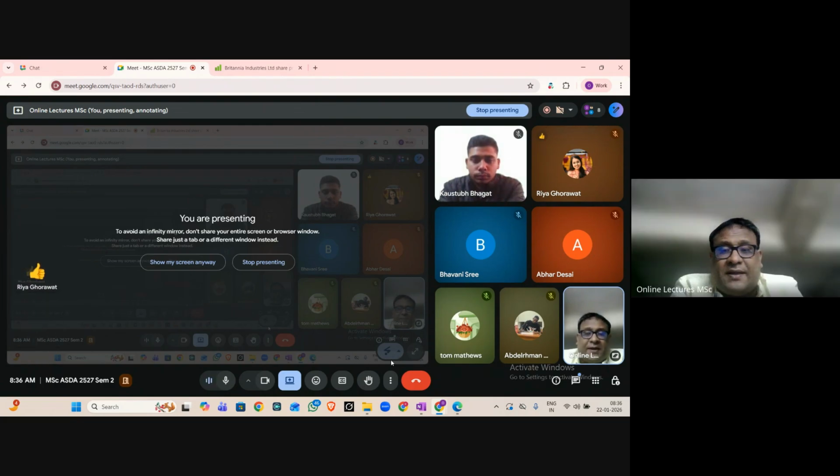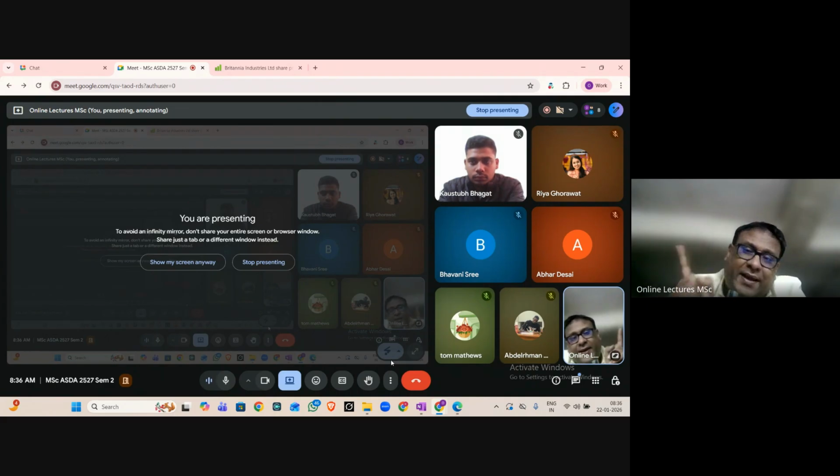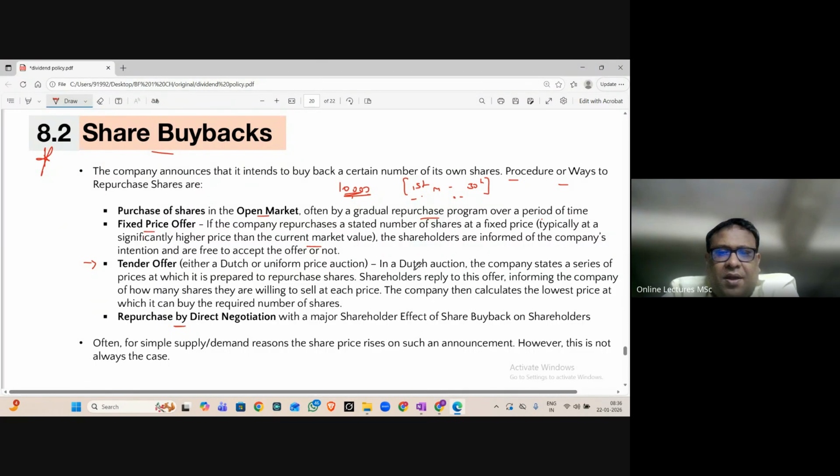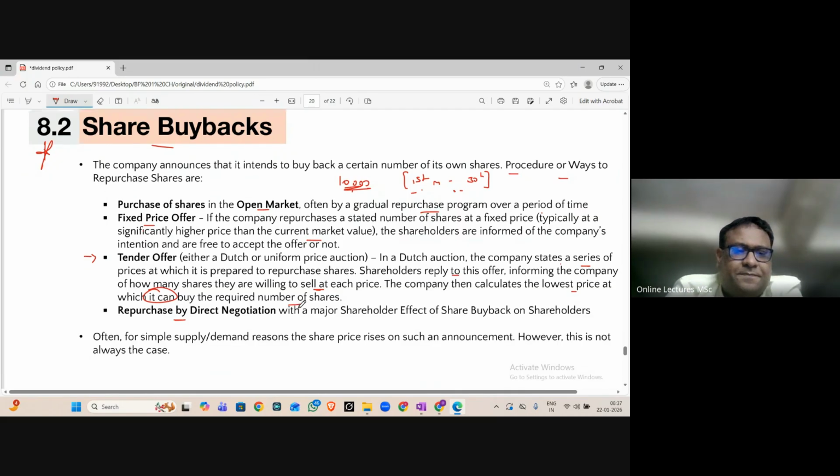The only differential aspect is that it ended at Tom's 830. Although Ria had quoted 1,000 shares at 800, her 1,000 shares will be bought back by me at the rate of 830 only. All good? Okay. Just have a look at the tender offer. In a Dutch auction, the company states a series of prices, a range. Shareholders reply to the offer, informing the company of how many shares they are willing to sell at each price. The company then calculates the lowest price at which it can buy the required number of shares. Are we clear? Yes, sir.